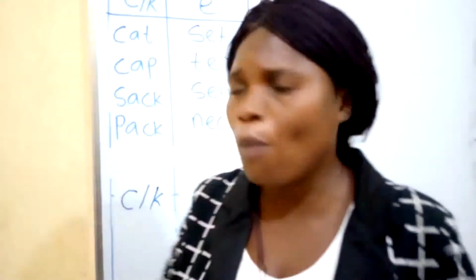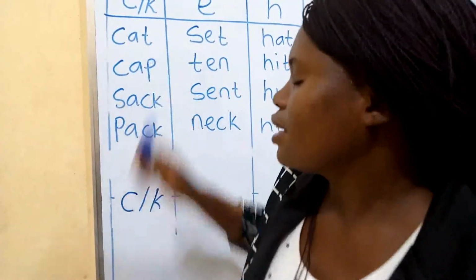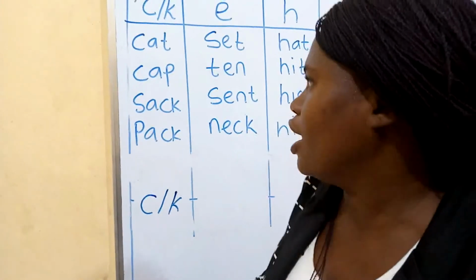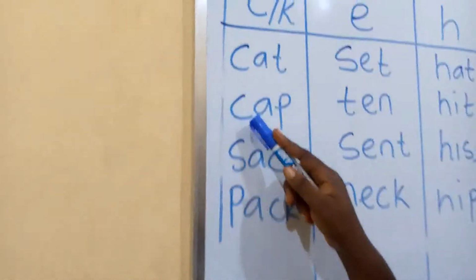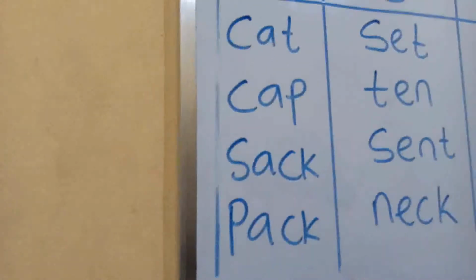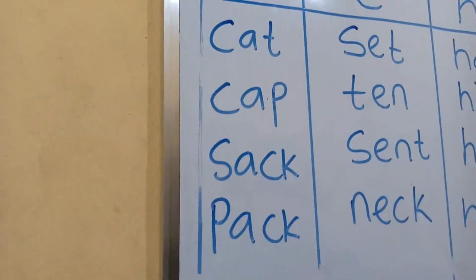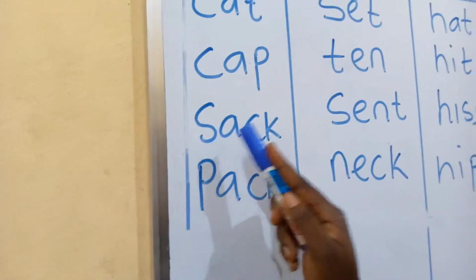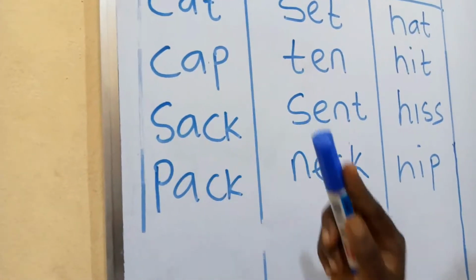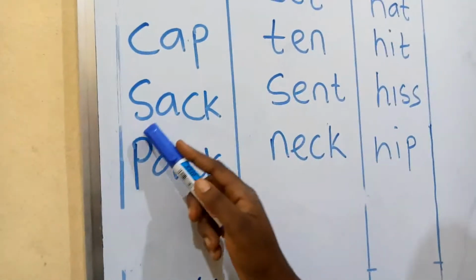Good children. I hope you can make the sound again. Let's go. K, a, t, cat. Say it louder, let me hear. K, a, t, cat. Lovely. And this one, cap. Again, k, a, p, cap. Say it with me. S, a, k, sack. It's not s, a, k, k. No, wrong. Now, s, a, k.